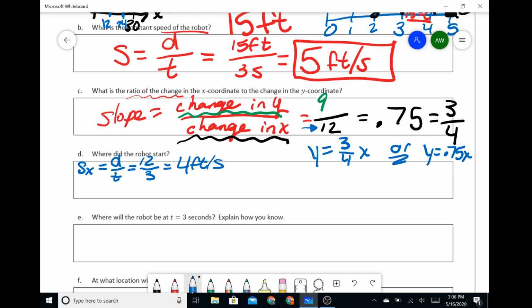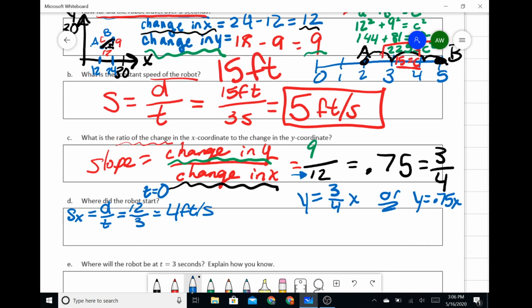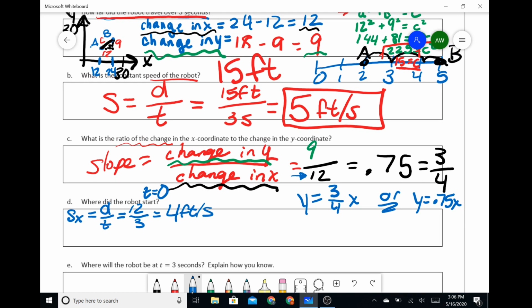So this step is a little bit different than last time, right? Because if we want to know where the robot started, what that's really asking us is where was the robot when our time was equal to 0 seconds, right? So right when I hit my stopwatch and I decided to let the robot start moving, what was the location of that robot?